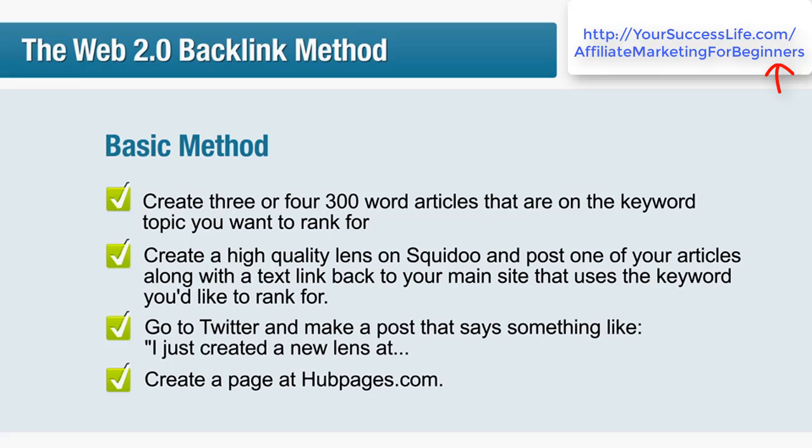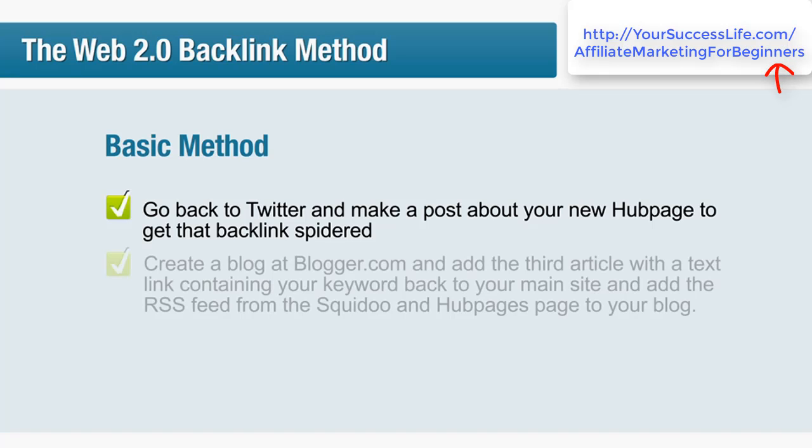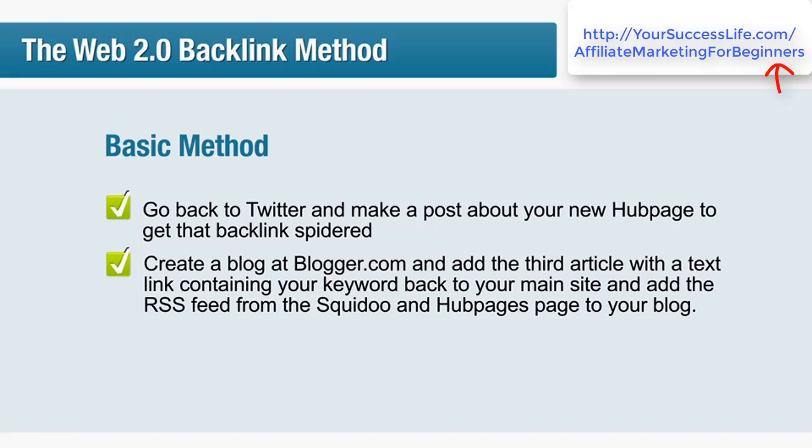For this fourth step of the process, add your second article to your hub, again making sure to include a keyword text link back to your main site. You should also add the RSS feed from your Squidoo lens to your hub page. Go back to Twitter and make a post about your new hub page to get that backlink spidered as well. Create a blog at blogger.com and add the third article with a text link containing your keyword back to your main site and add the RSS feed from the Squidoo and hub pages to your blog. Post on Twitter about that to get your blogger post spidered.